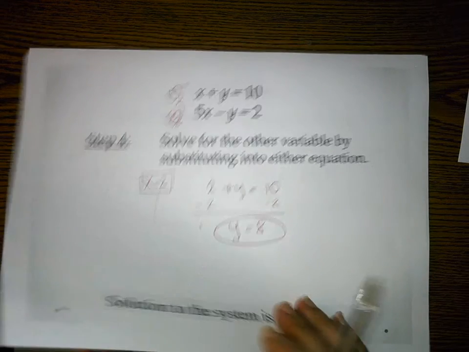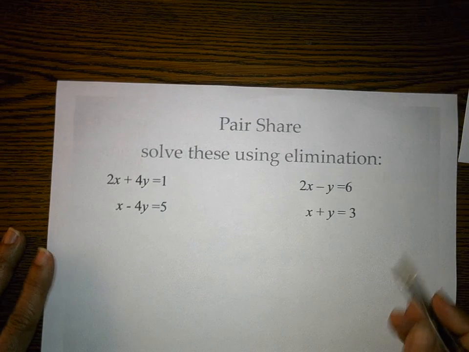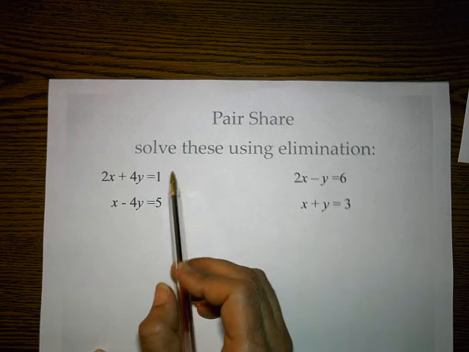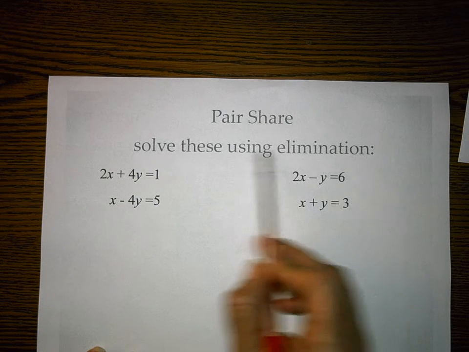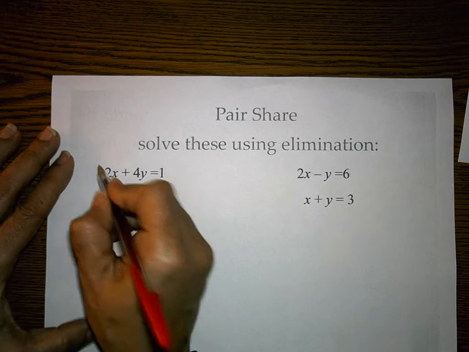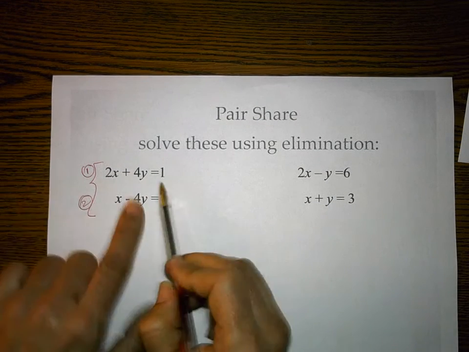So, my last example here, I don't have all the steps. This is a pair share. I wanted you to try it. We did it in class, but I want you to try it at home. Solve using the elimination process, okay? Take a look over here. Equation number 1, I like to mark 1 and 2. They're already in standard form.